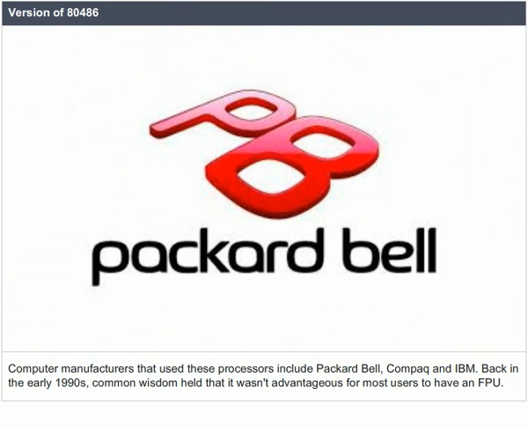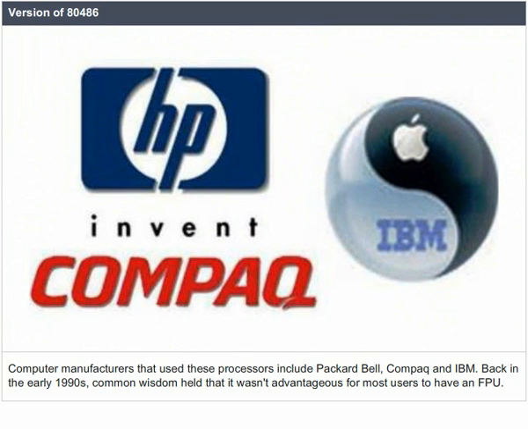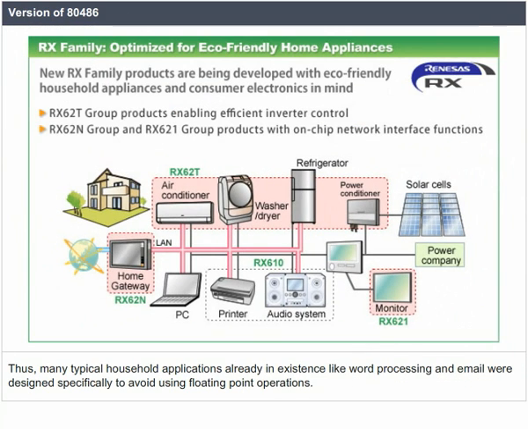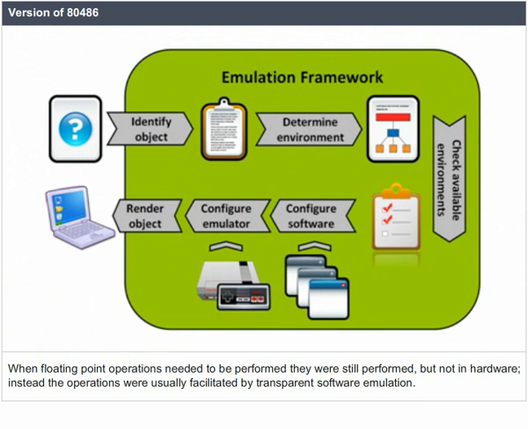Back in the early 1990s, common wisdom held that it wasn't advantageous for most users to have an FPU. Thus, many typical household applications already in existence, like word processing and email, were designed specifically to avoid using floating point operations. When floating point operations needed to be performed, they were still performed, but not in hardware. Instead, the operations were usually facilitated by transparent software emulation.